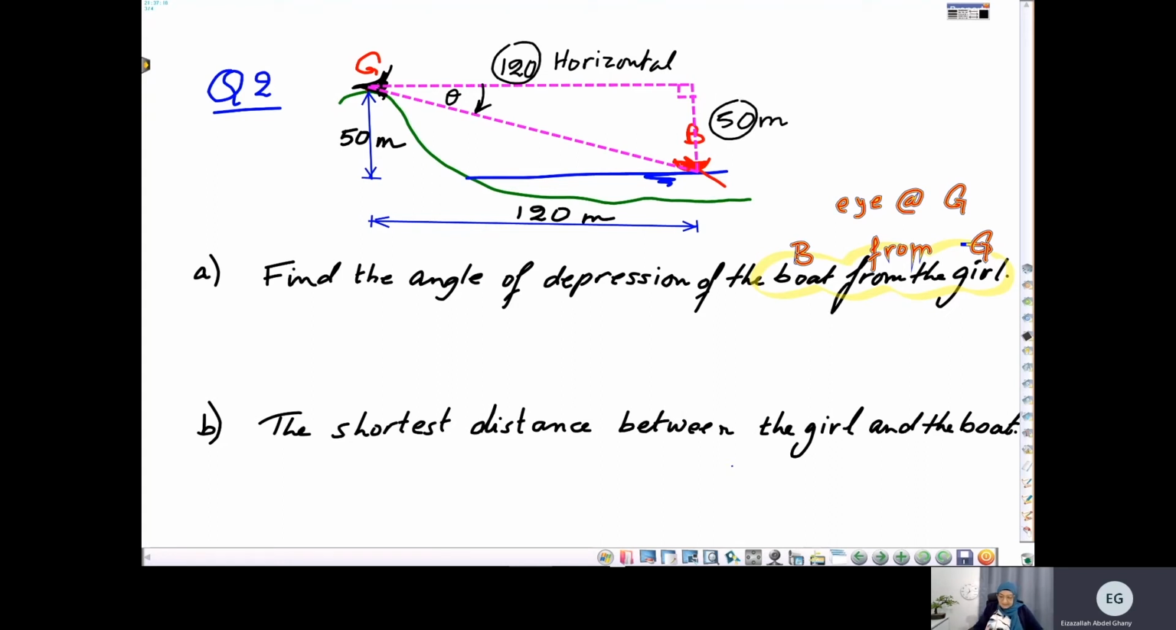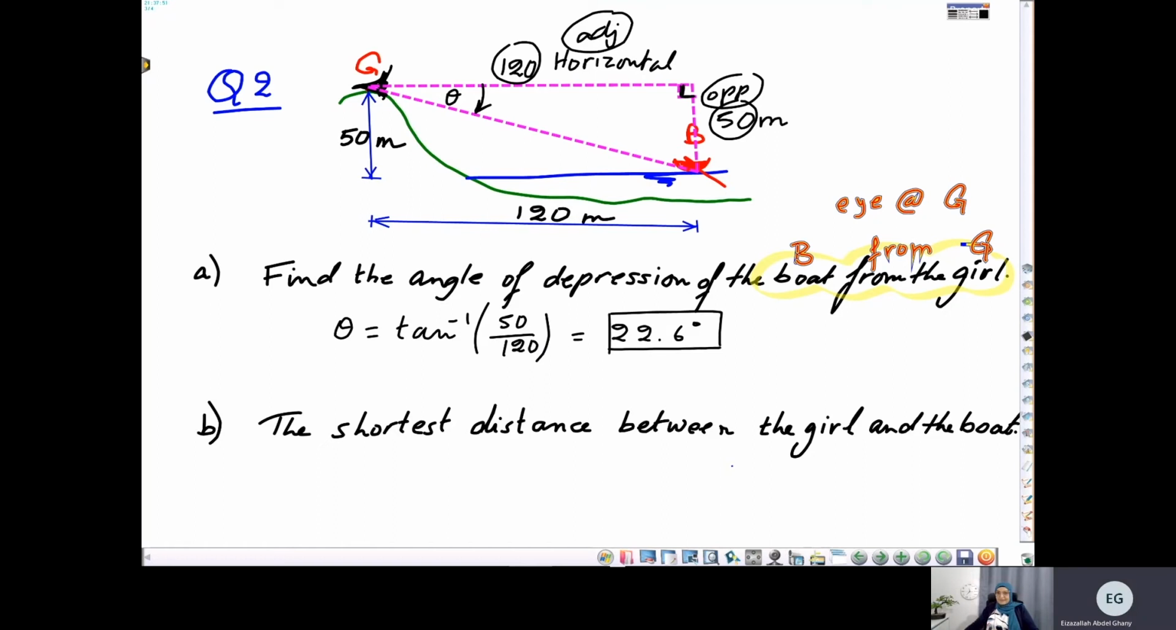And this is the angle. This is the opposite to the angle. This is the adjacent, because it's connecting the angle to the right angle. It's 120. So theta is tan inverse opposite over adjacent. You click Shift tan, opposite over adjacent. The angle will be 22.6 degrees, 1 decimal place.